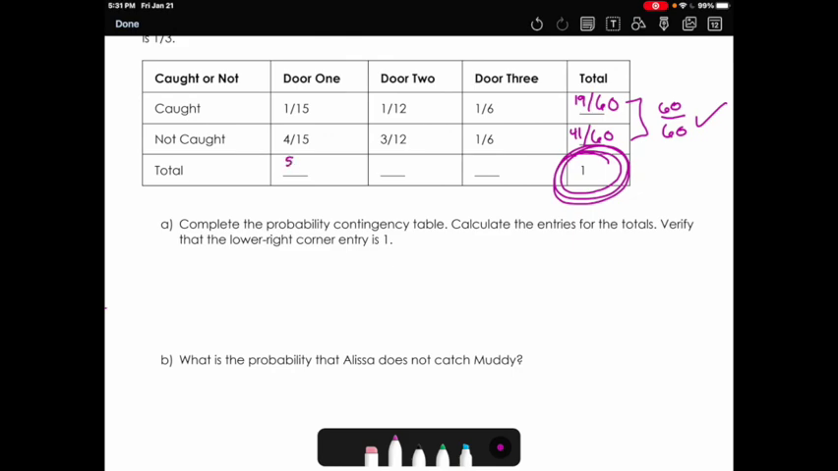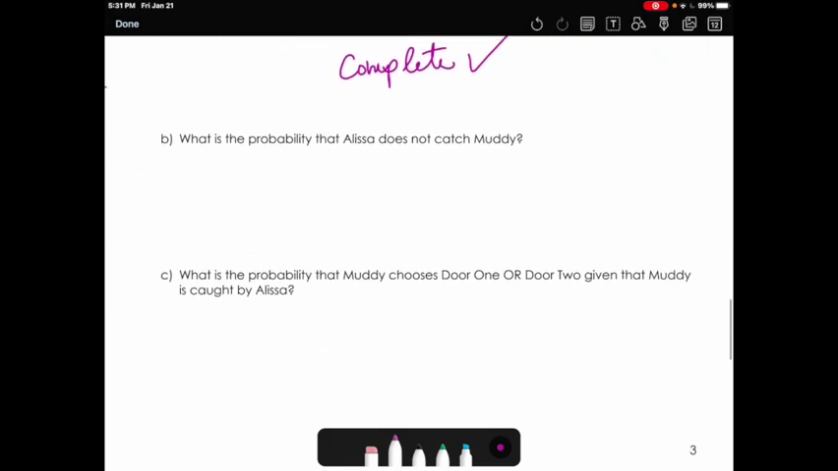When I add the door 1 column, I get 1/15 and 4/15. That gives me 5/15. When I add 1/12 and 3/12, that gives me 4/12. And when I add 1/6 and 1/6, that gives me 2/6. When I add that all up, whether we do it by hand or on the calculator, you get 60/60, which is 1. And so those totals work as well. So for part A, that's complete.